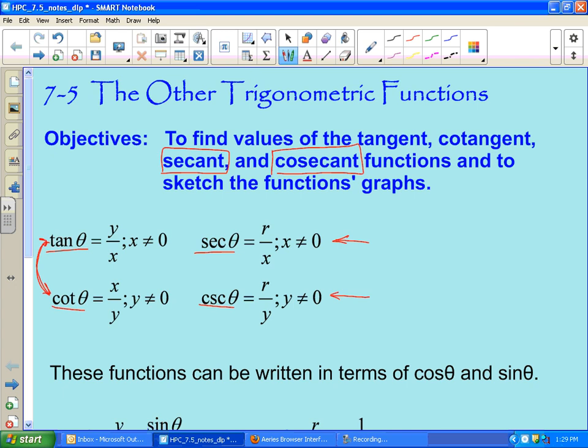You might think S, oh, that's sine, and C for cosecant, that's cosine, but it's actually the reverse. So secant is 1 over cosine, and cosecant is 1 over sine. So, I don't know, if that helps you think about it that way. If not, if somebody comes up with another bright idea of how you remember which one's which, let us know.